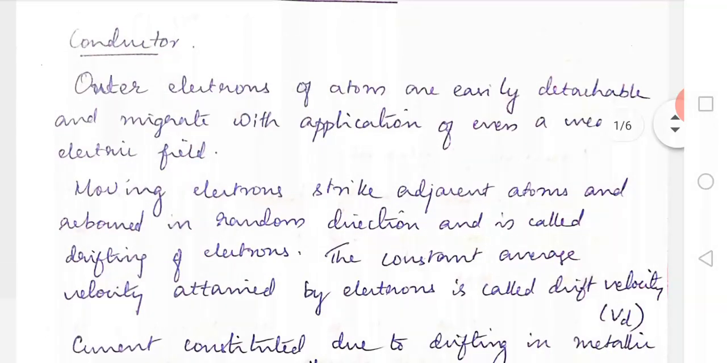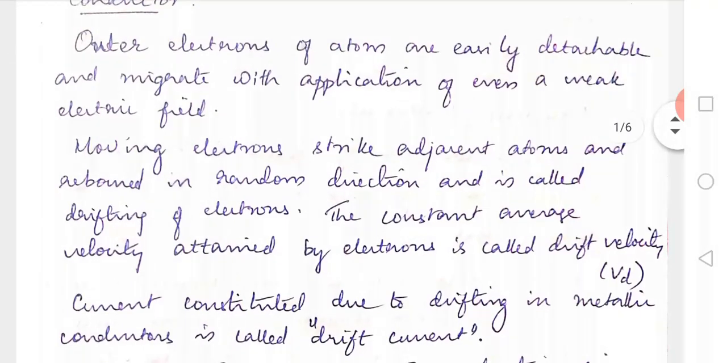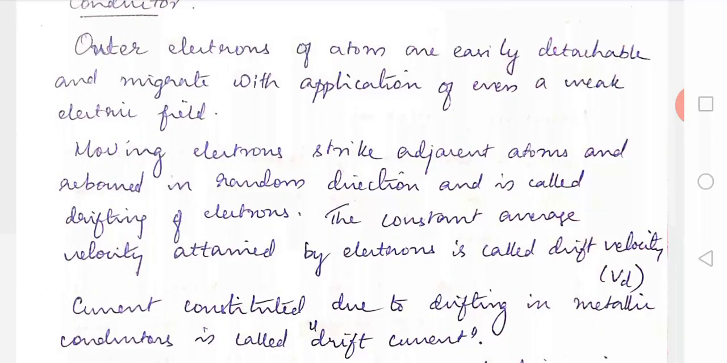So what is a conductor? We know a conductor conducts. As we are considering the electric field and magnetic field, the conductor conducts electricity. So what is the difference or specialty of a conductor? The outer electrons of the atom are easily detachable and migrate with the application of even a very weak electric field. This helps a lot in conducting.